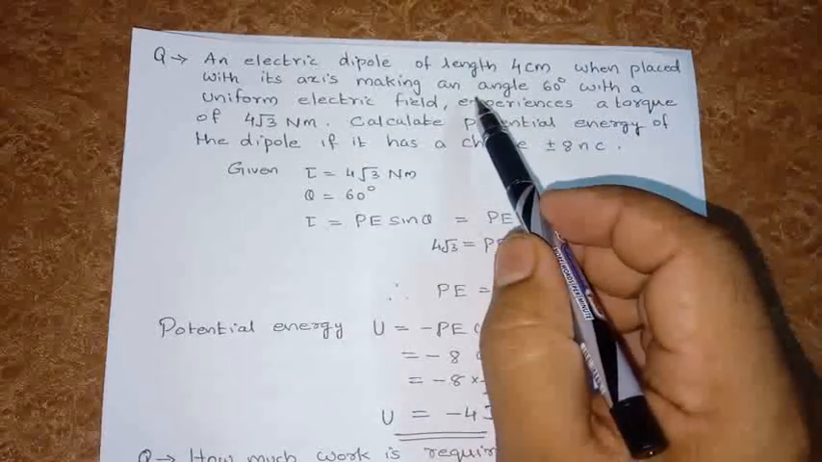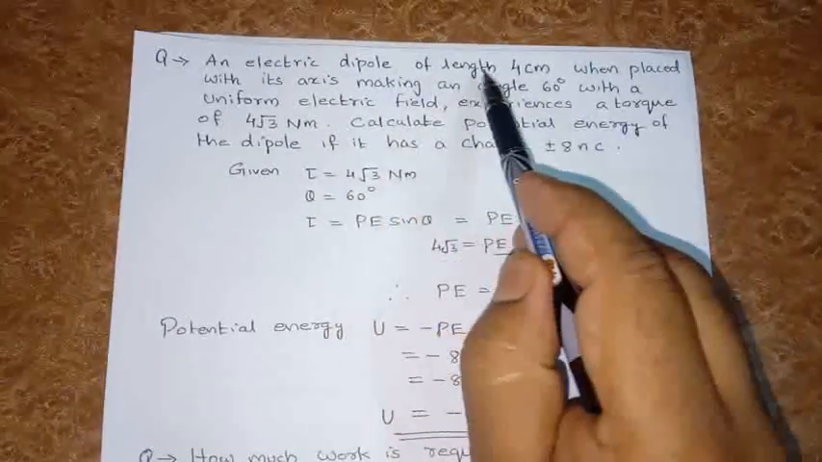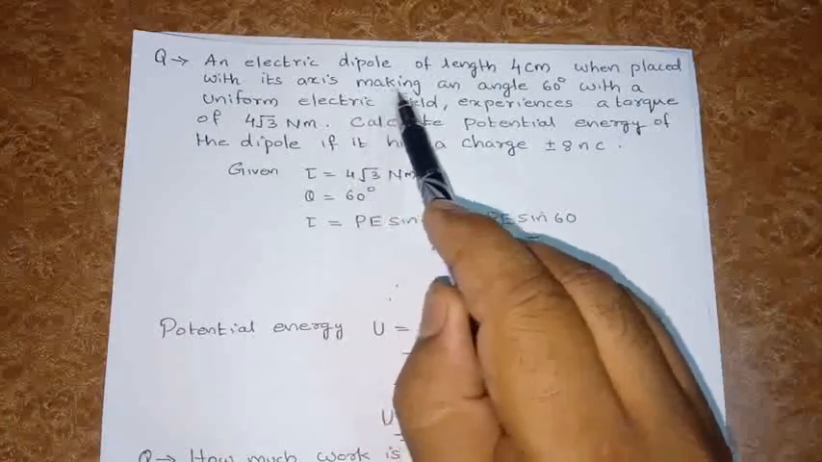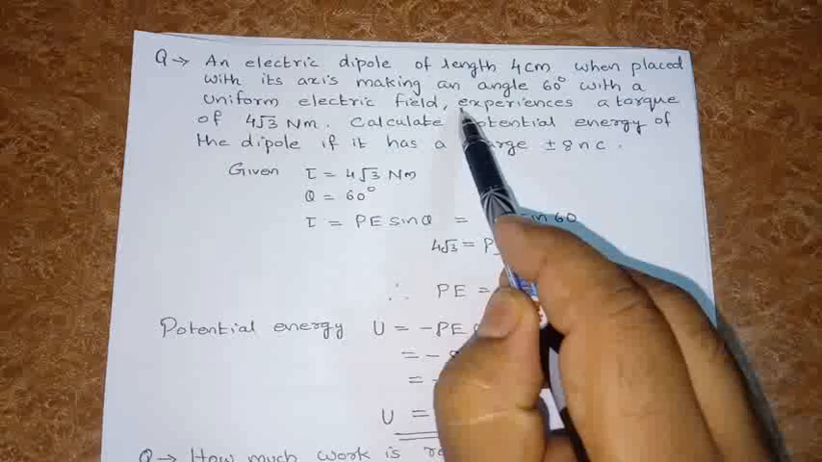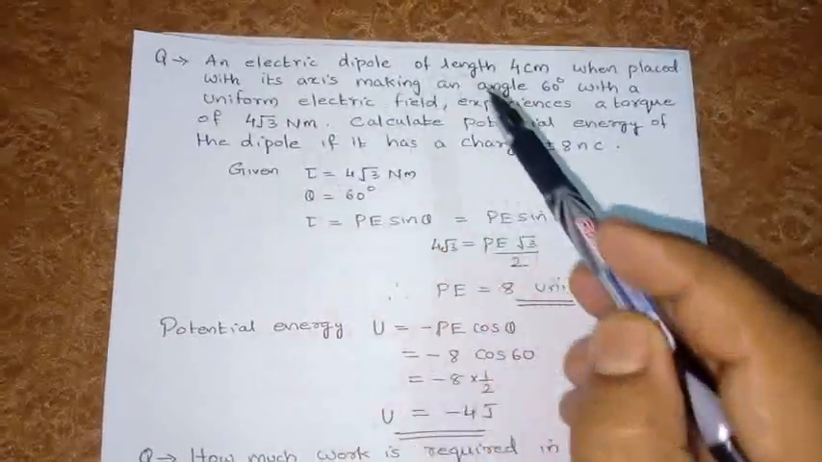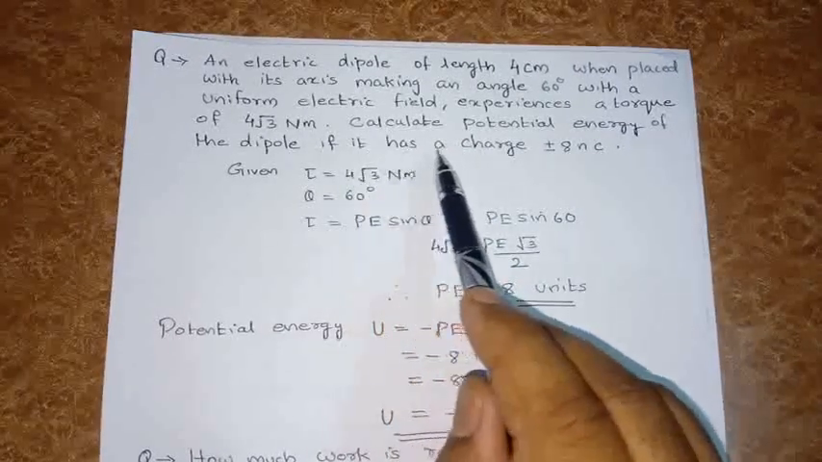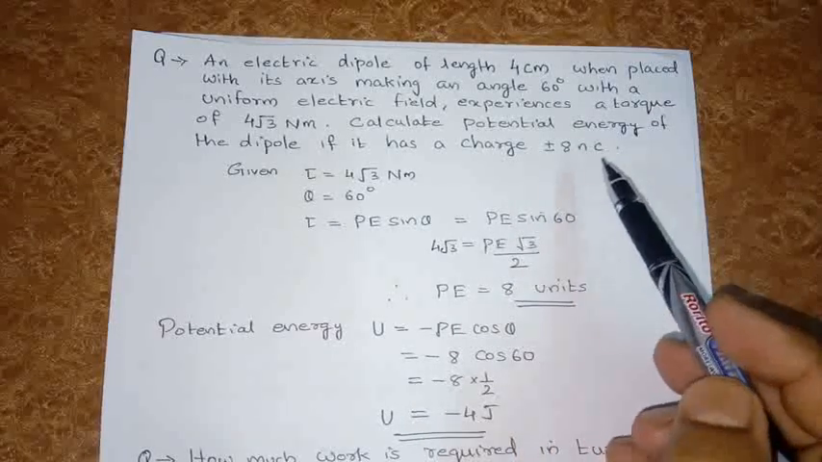Today we will discuss some numericals. The first one is: an electric dipole of length 4 cm, when placed with its axis making an angle of 60 degrees with a uniform electric field, experiences a torque of 4 root 3 Newton meter. Calculate the potential energy of the dipole if it has a charge of plus and minus 8 nanocoulomb.